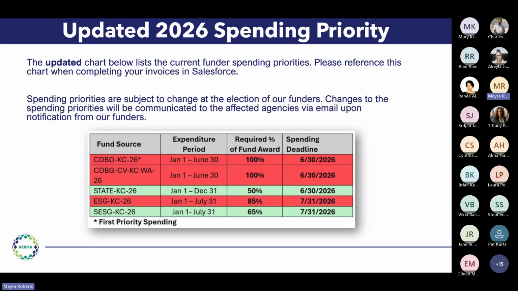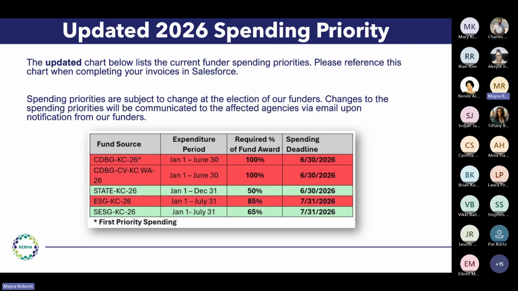This slide here shows the updated 2026 spending priority chart. The updated chart below lists the current funder spending priorities. We ask that you please reference this chart when completing your invoices. The spending priorities are subject to change at the election of our funders.